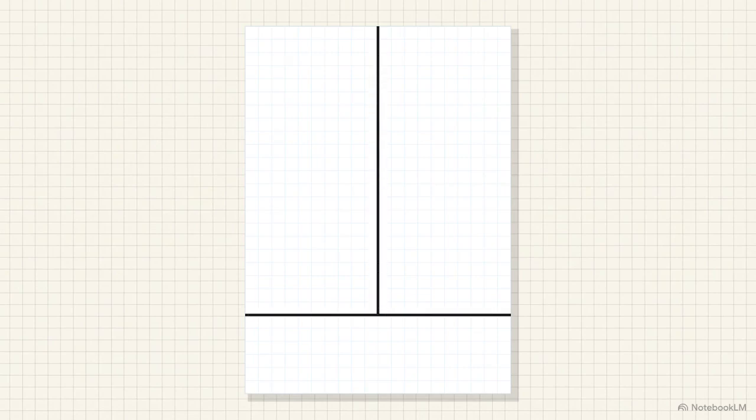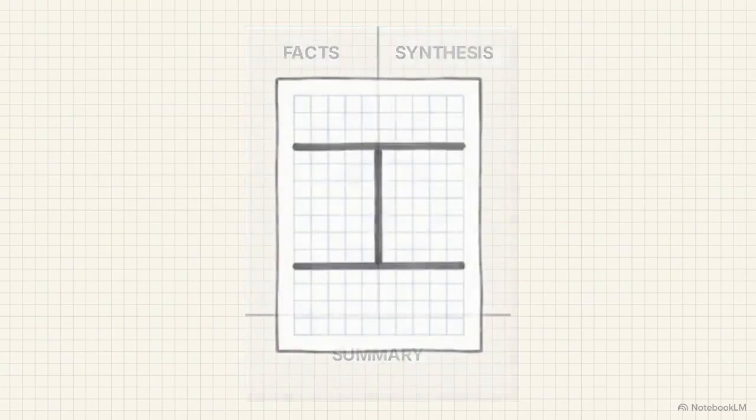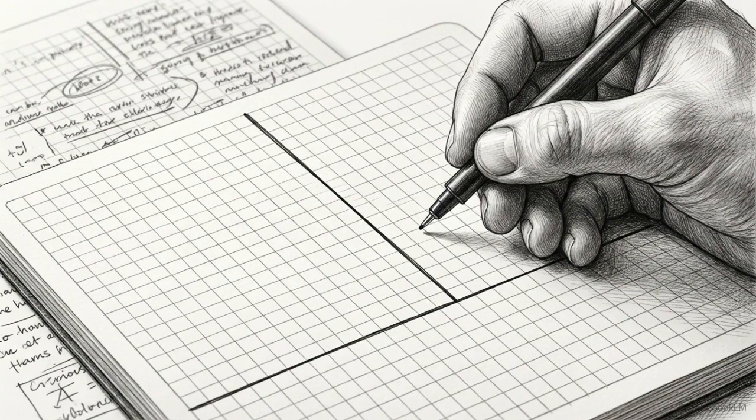To replicate this, start with a blank grid page. Draw a vertical line down the exact middle. Next, draw a horizontal line intersecting that split, 2 inches from the bottom. Now assign functions. Left is facts, right synthesis, and bottom summary. These rigid physical boundaries require you to process and triage information in real time, rather than mindlessly transcribing a lecture.